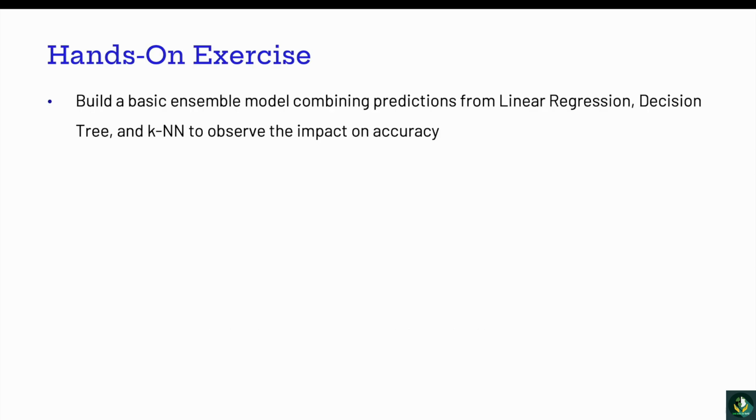Now, based on this, let's jump into a hands-on exercise where the objective is to build a basic ensemble model combining predictions from linear regression, decision tree, and KNN to observe the impact on accuracy. The dataset we'll be using here is the same iris dataset to classify flowers into different species. So we'll follow a bunch of steps. I think we're going to follow 4 different steps. Our step 1 will be first to load and preprocess the dataset.